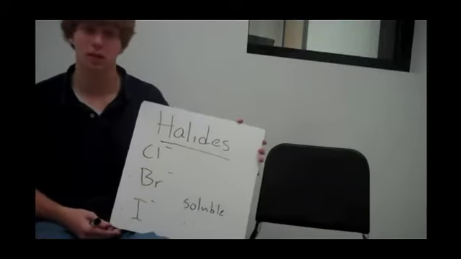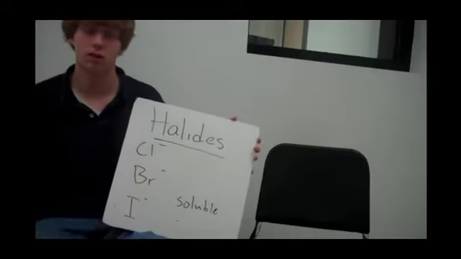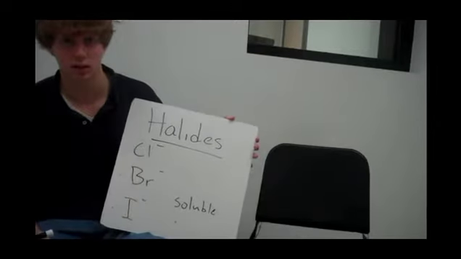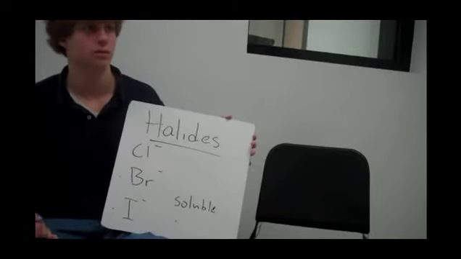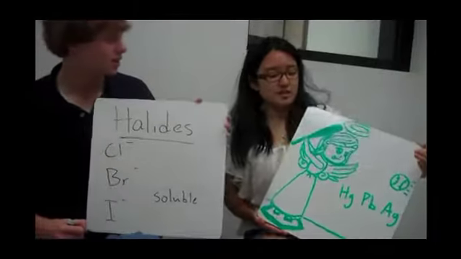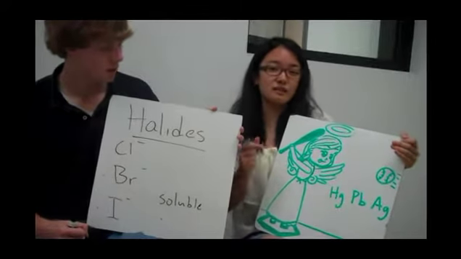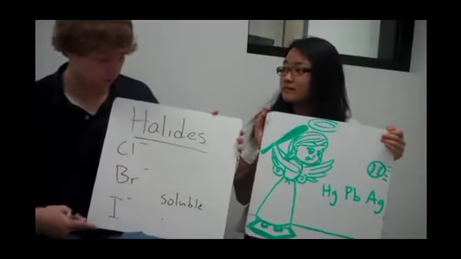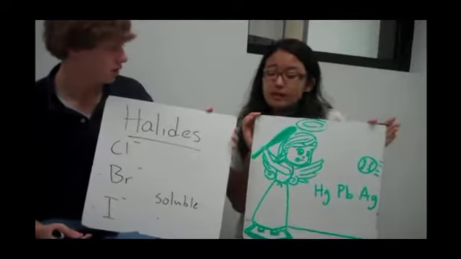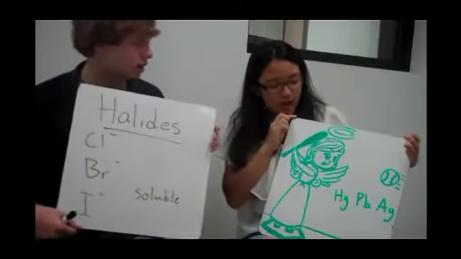Now let's talk about the salts of the halogens: chlorine, bromine, and iodine. All of them are going to be soluble when paired with anything. Well, you're wrong. What do you mean? These substances are not soluble. They're exceptions: mercury, lead, and silver. So you're saying whenever those are joined with any of these, they're not going to be soluble? And plus, they form precipitate, you know? Oh, I see.